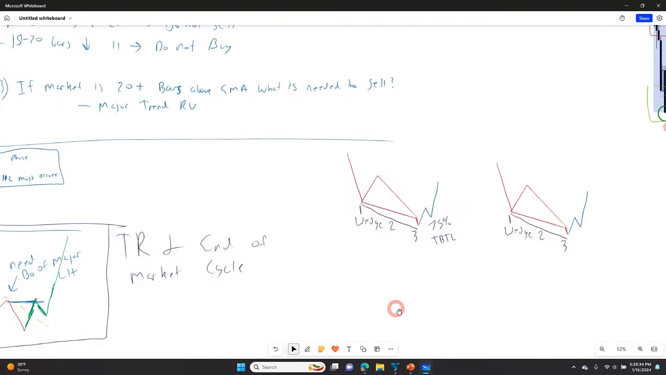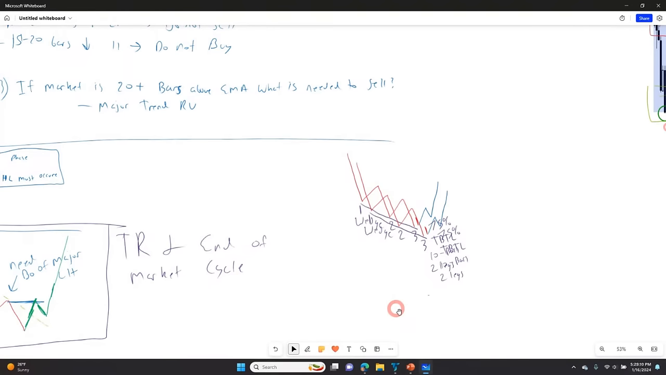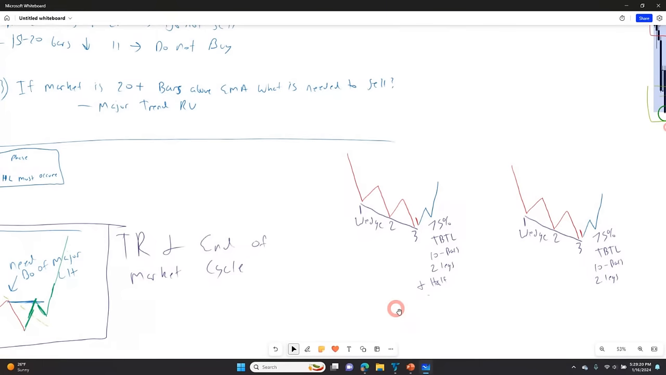TBTL, 10 bars, 2 legs. And a general rule of thumb, which I just realized this really got screwed up. General rule of thumb is this. So here's leg 1, leg 2, leg 3. Erase this. There we go. So a good rule of thumb is 10 bars and 2 legs and half the bars in the wedge.